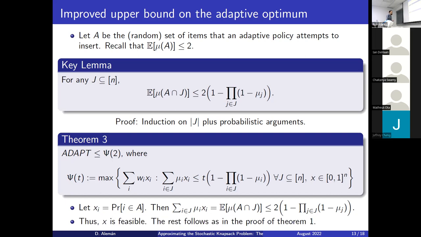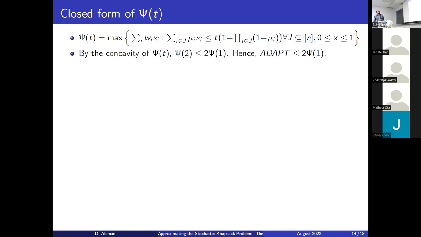Now, notice that we have an exponential number of constraints. So one question that arises is, okay, we know that adapt is at most C of 2, but can we actually compute that value? The answer is yes. I'm not going to give you a closed form for C of 2, but I'm going to give you a closed form for C of 1. By the concavity of C of T, we can show that C of 2 is at most 2 times C of 1. And from the previous theorem, it follows that adapt is at most 2 times C of 1.